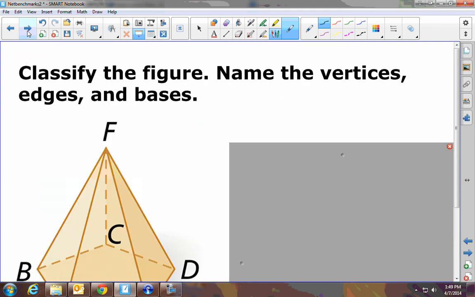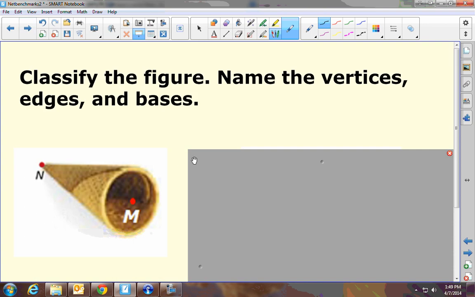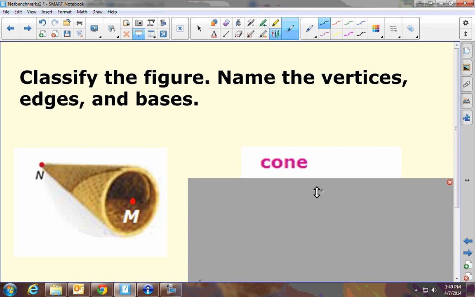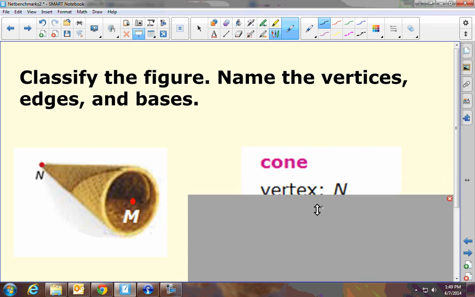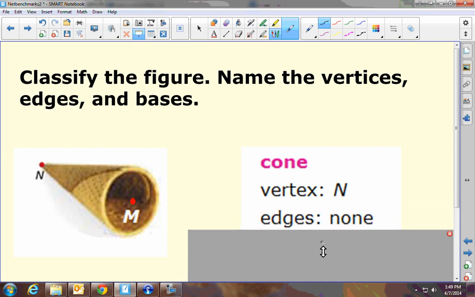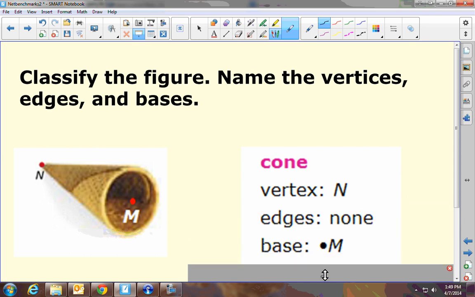Okay, same thing here. I'll skip right ahead. Classify the figure, name the vertices, edges, and base. Now this is a cone, all right? The vertices, well, we can see the vertex is N. There's only one point. The base is base M, but there's no edges on a cone, so we just put none there.